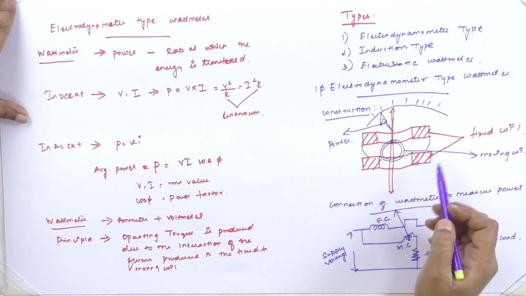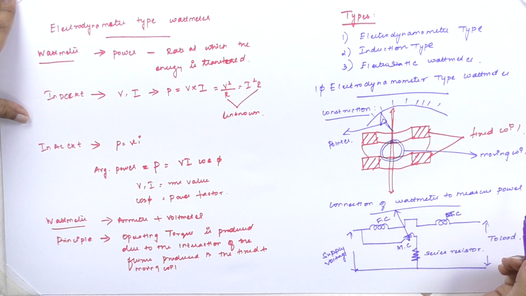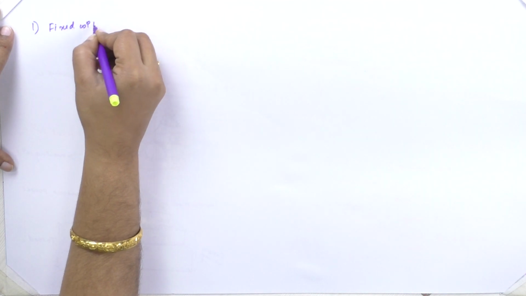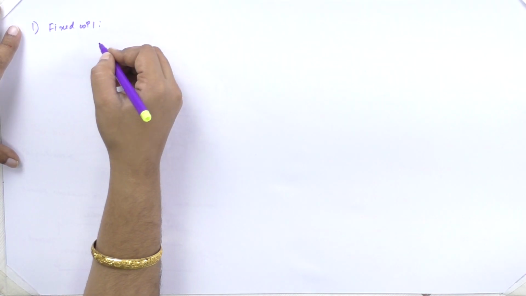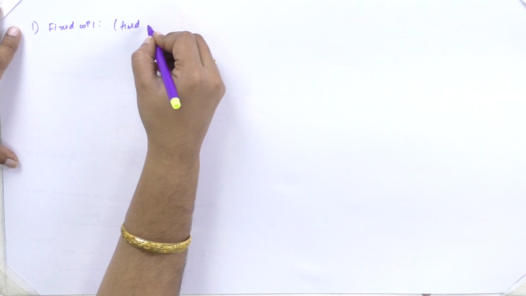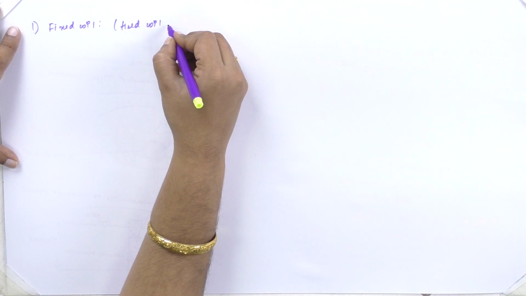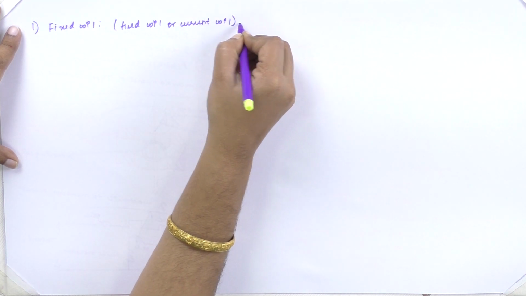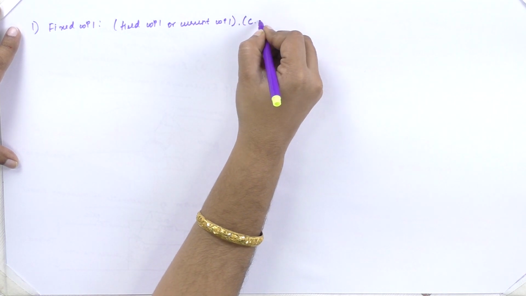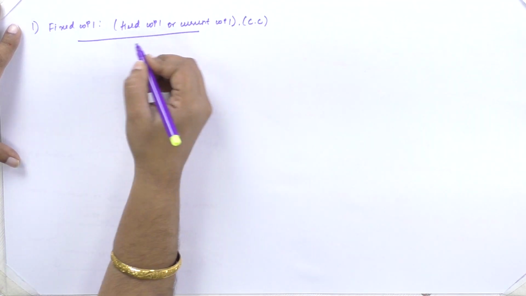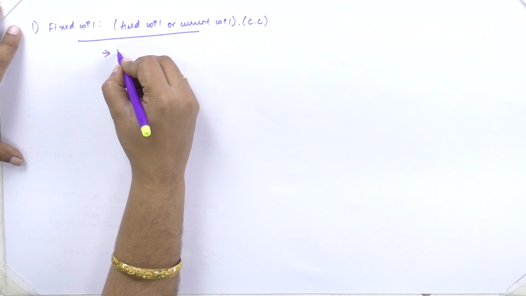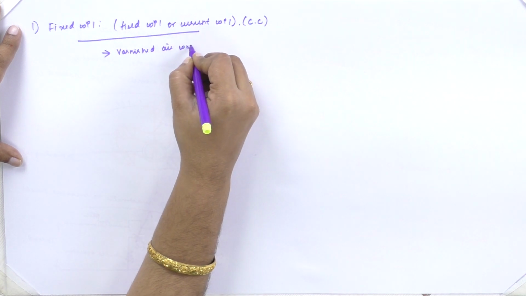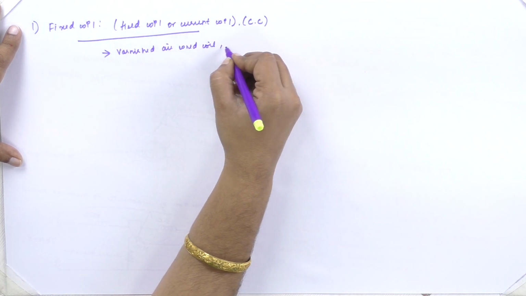First, let us see what all the parts are in a single phase electrodynamometer type wattmeter. First one is the fixed coil. This fixed coil is also called the field coil. It is used to produce the necessary field, or it can also be called the current coil. Generally, we represent it as CC, that is, current coil. This fixed coil will be a varnished air core coil and will be circular in shape.